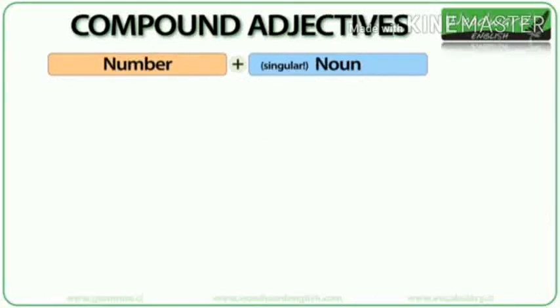So now, number plus singular noun. If a number and a singular noun come together, how do we express the compound adjective? We are going to see that now. The second type of making compound adjectives is using number plus singular noun. For example, 5-minute, 3-hour, 10-story, 1-way, 20-page.